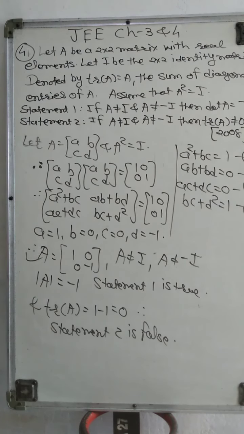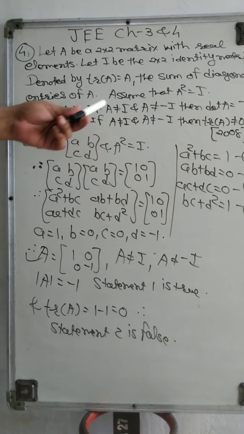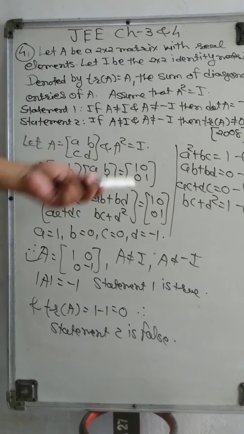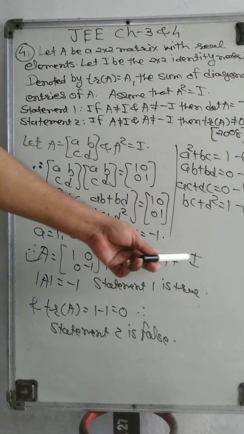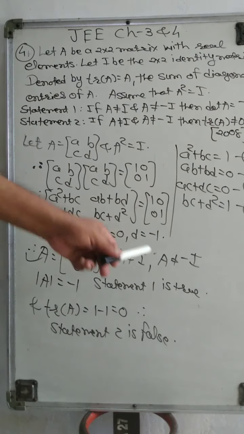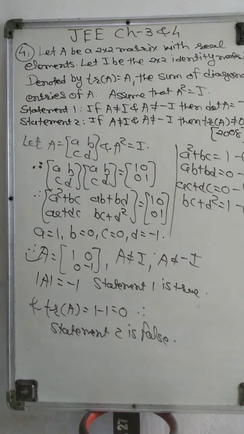Now let us examine the first statement. If A is not equal to I, means this is not an identity matrix, and neither is it the opposite of the identity matrix, means minus I. A is not equal to minus I. But when we take the determinant, then it is minus 1. So statement 1 is true.